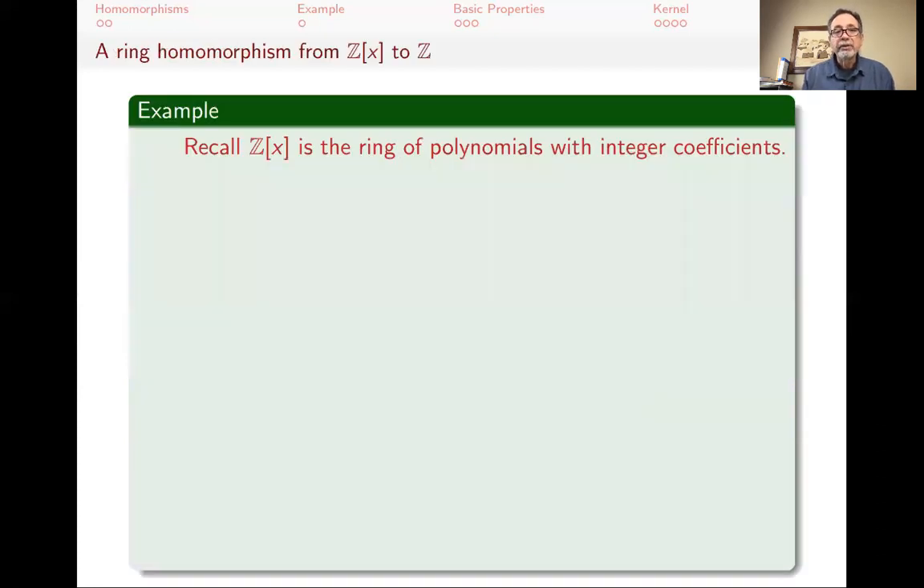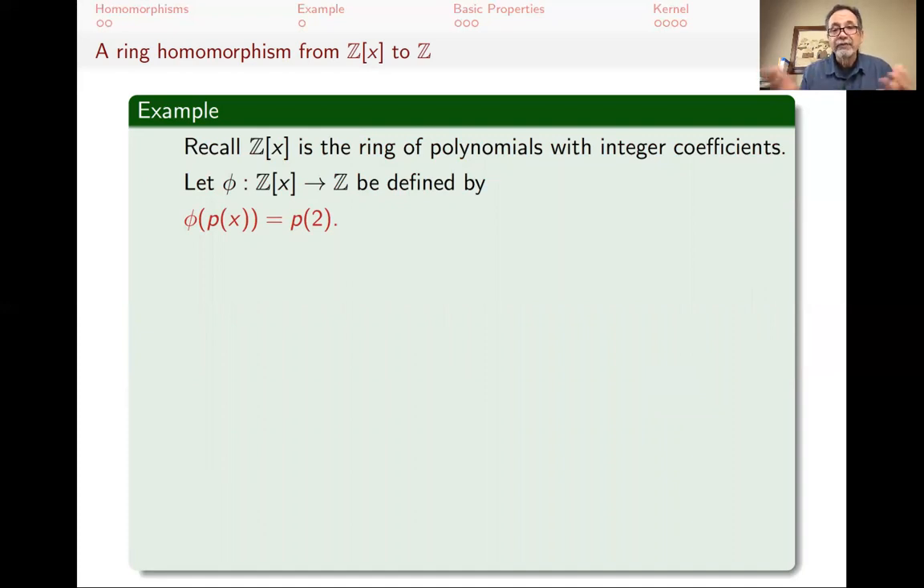One final example. If you take the ring of polynomials with integer coefficients, so elements of Z[x] are polynomials of any degree, but the coefficients are integers, and you can add those and multiply those, and you get something just like them, and you get a ring. And I'm going to define a function from these to the integers. So you give me a polynomial, I give you an integer. How? The way I'm going to do it is that I'm going to take your polynomial and plug in the number 2 for x. Whatever the polynomial is, plug in 2 for x, and you get an integer because the coefficients are integers.